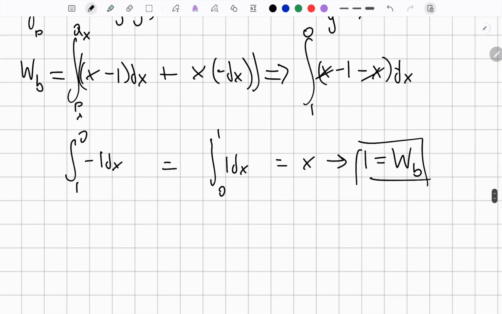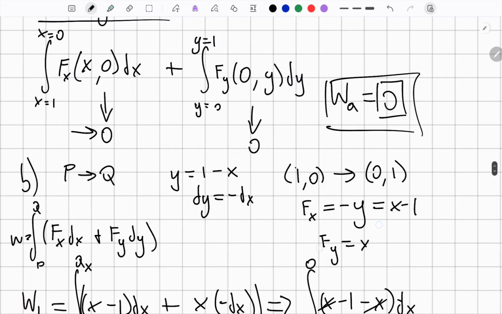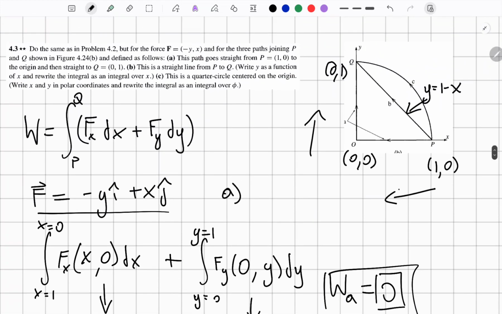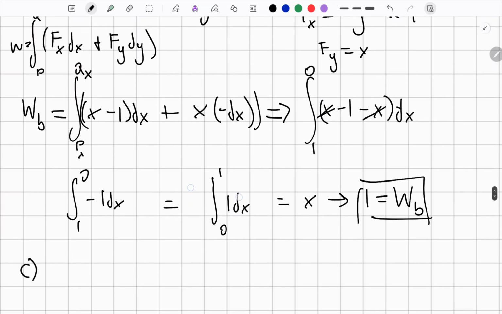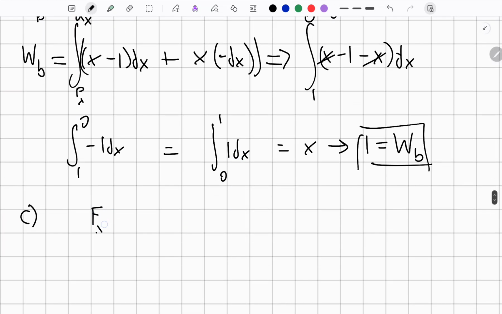Now, path C is the most complicated of any of these paths. It says we're traveling along the quarter circle centered on the origin. So we're traveling from P to Q along this line C. We know our x force is negative y, and our y force is x.